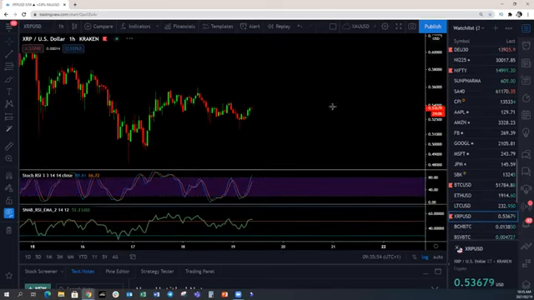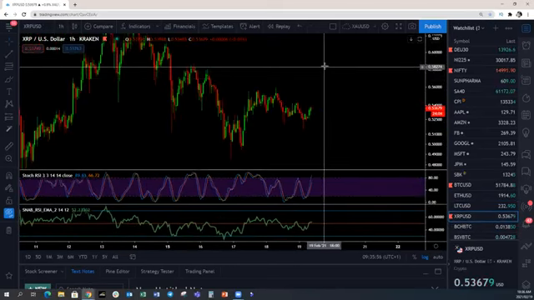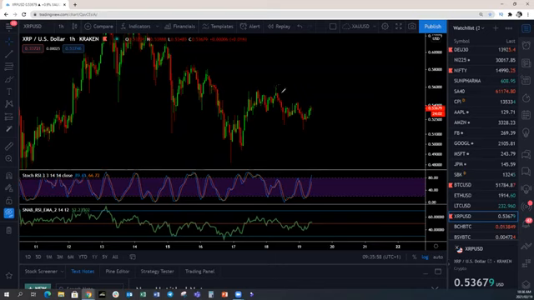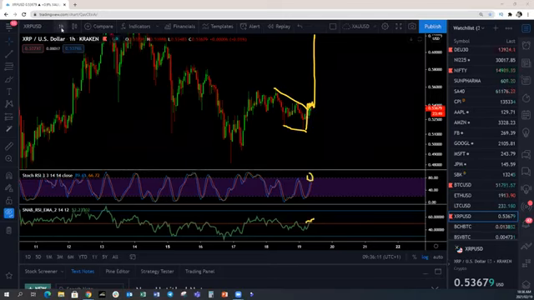Ripple, we still wanted to break out of this. A break out of this, then we'll start looking for Ripple to push up higher. We are just above 50, but on the 1 hour, we're at the top already. Let's look at it on the 4 hour.